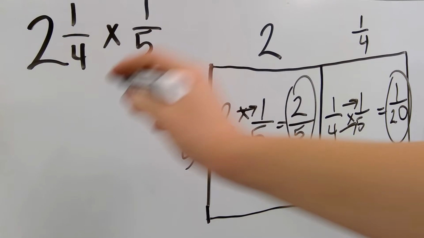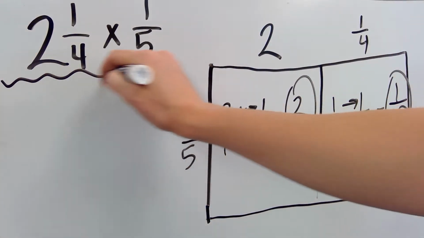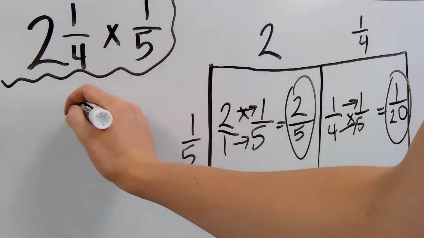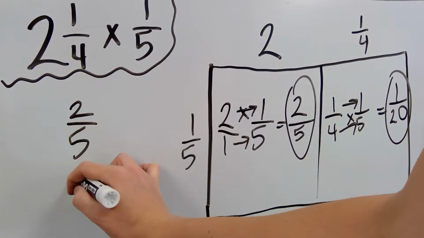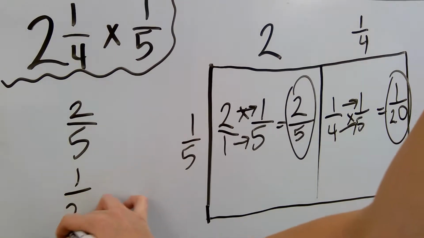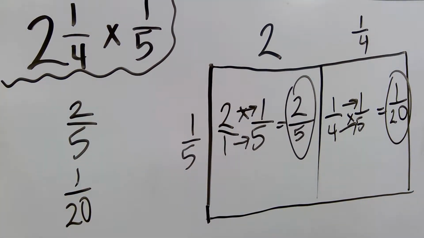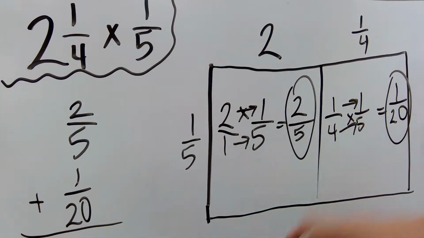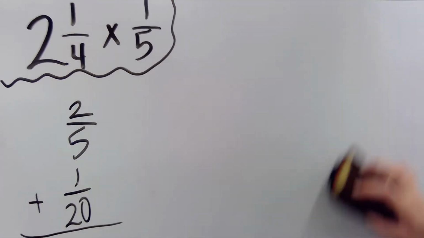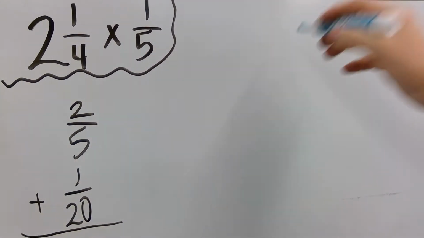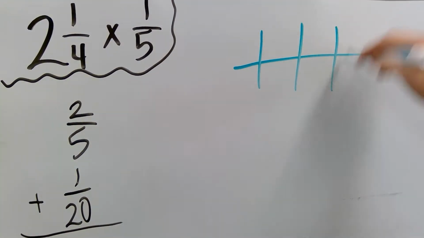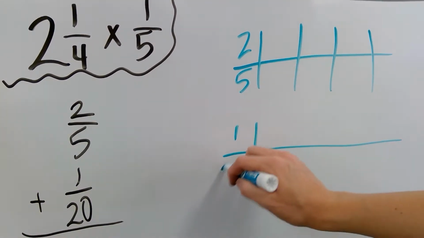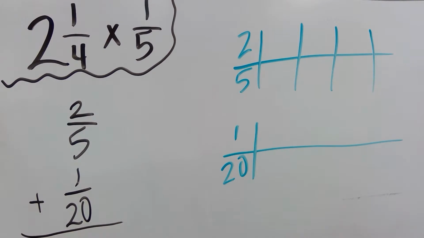So let's start that right here. I'm just going to leave the original problem here. We're adding 2/5 plus 1/20. Okay, perfect. So I'm just going to move all of this, set up my ratio table. 2/5, 1/20. Now take a second and just look at the denominators.